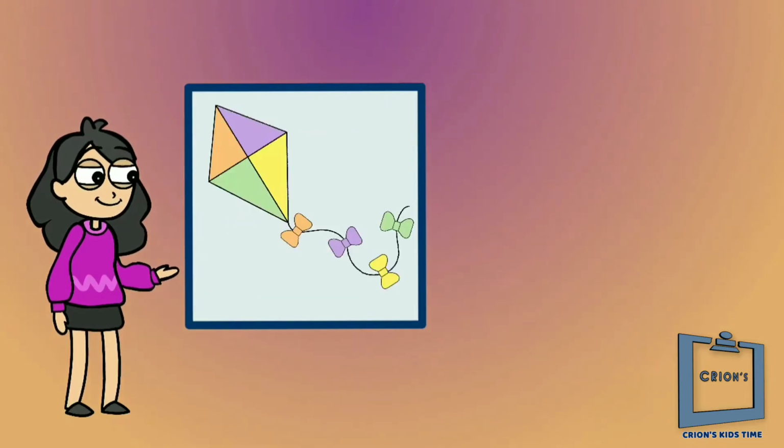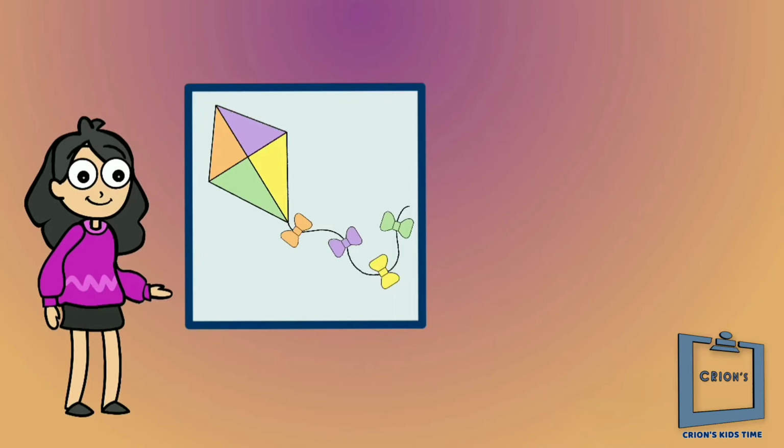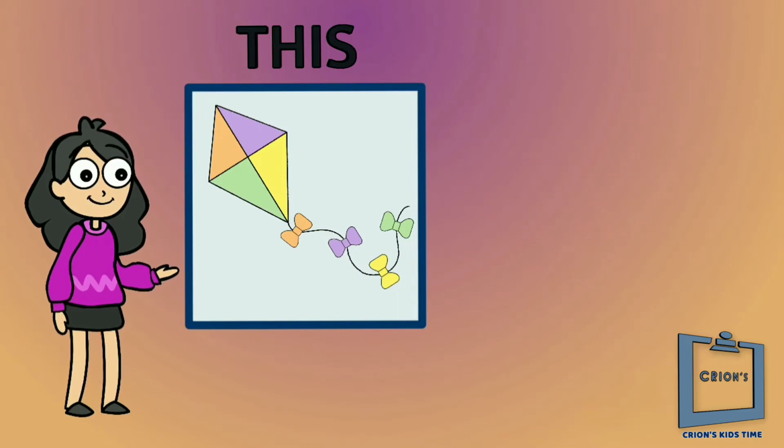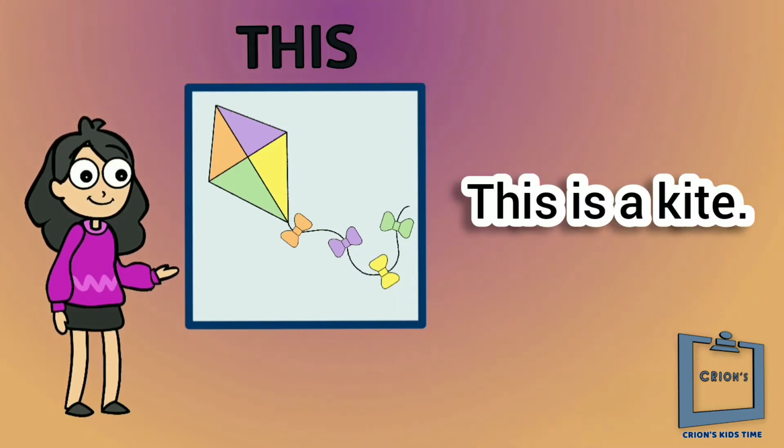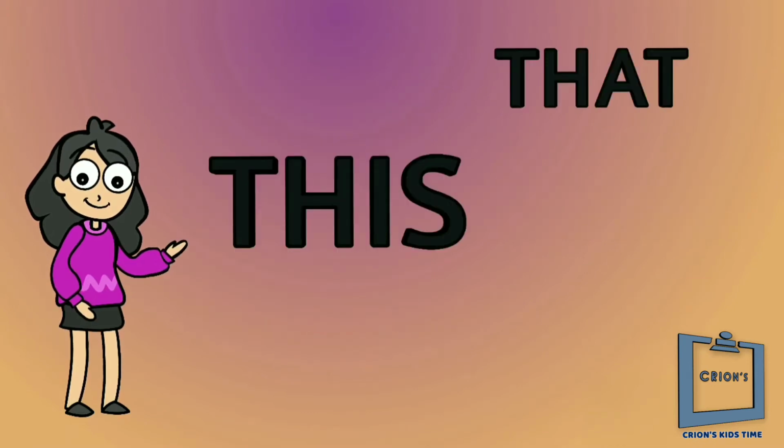Where is the kite now? It is also near to me. So we say this is a kite. I hope this is clear to you. How to use this.